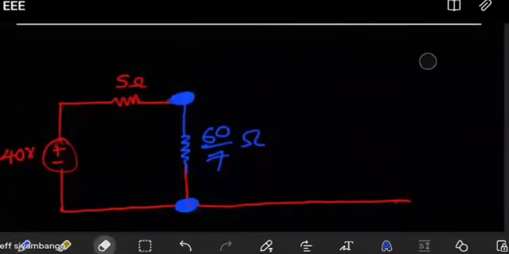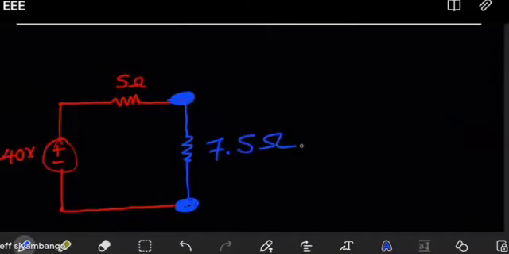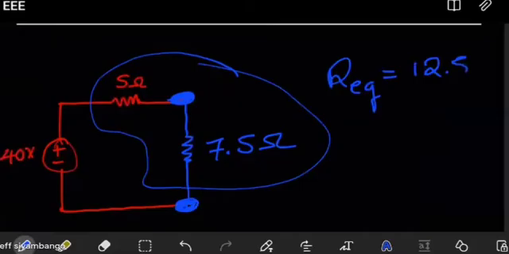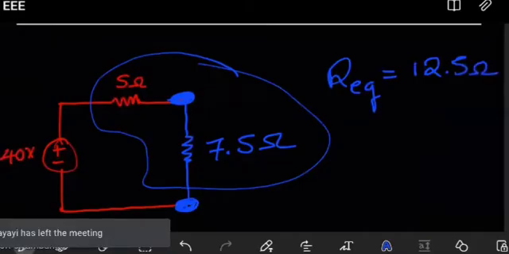So in this case, it implies that our circuit now reduces even further. In place of all this, we're now just going to have 7.5 ohms. Now these two, obviously you can see that they are in series. So we can conclude that the total resistance, or the equivalent resistance, is just going to be the sum of those. Is it 12.5? We get 12.5.